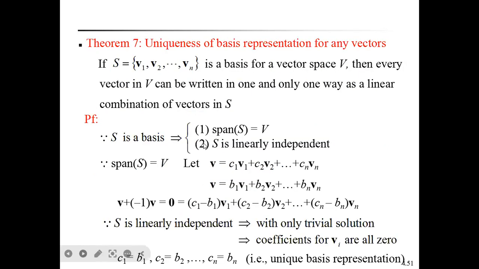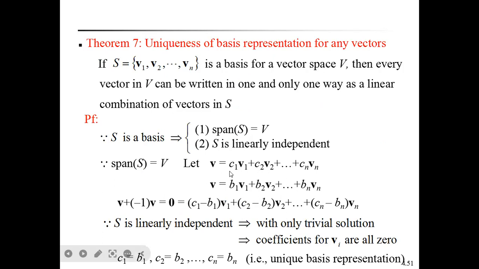Now, uniqueness of basis representation. If S equals {B1, B2, ..., Bn} is a basis for vector space B, then every vector in B can be written in only one way as a linear combination of vectors in S. Since S is a basis, we get two conditions. One, span S equals B, and second, S is linearly independent.